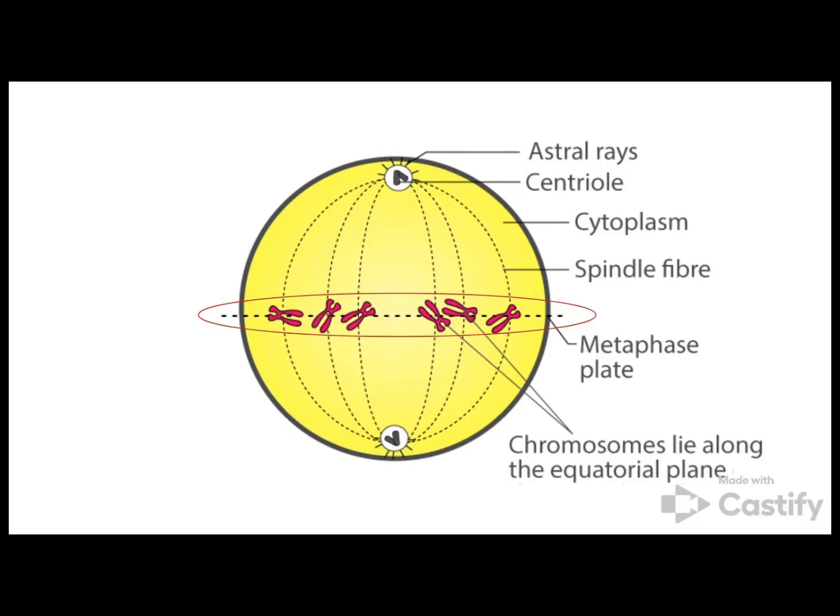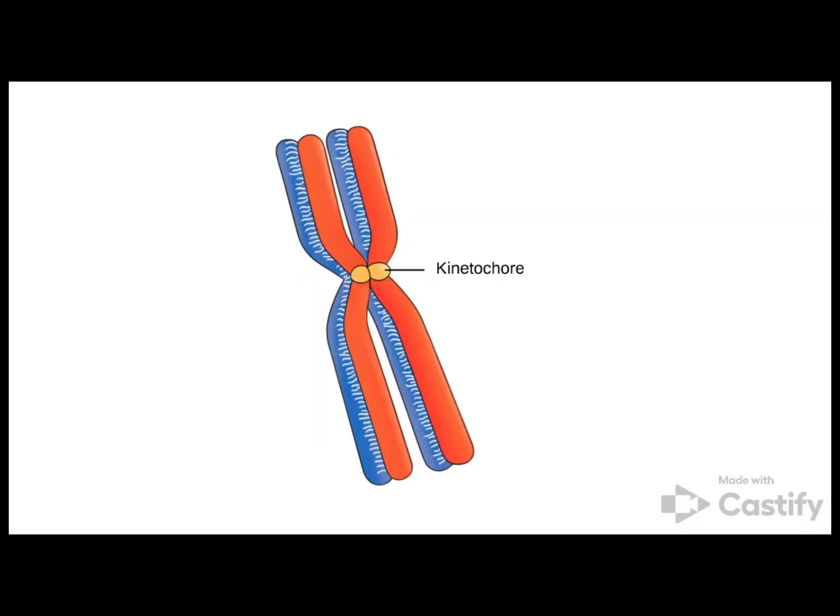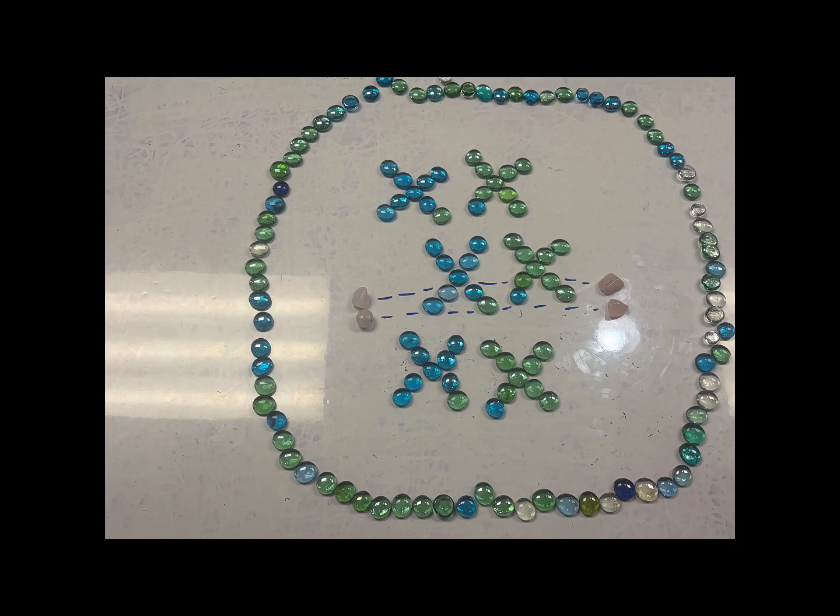Both the chromatids and the homolog are connected to a kinetochore, which is a protein on the centromere, or center of the homolog, and acts as a handle for the spindle fibers to pull toward the centrioles. Now it's time to represent metaphase 1 through our stop motion.